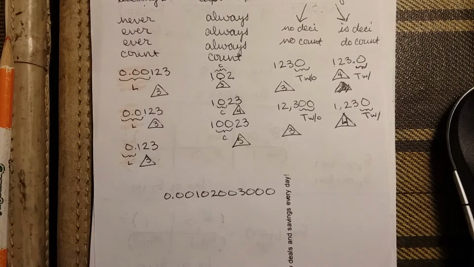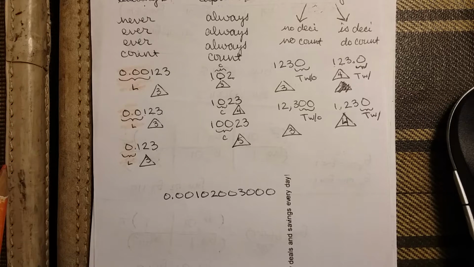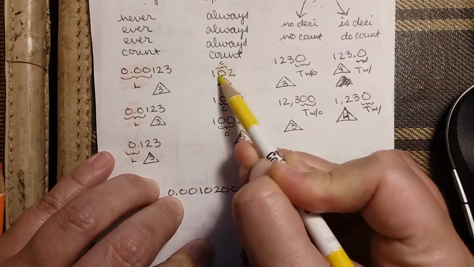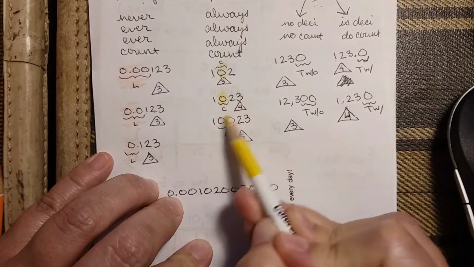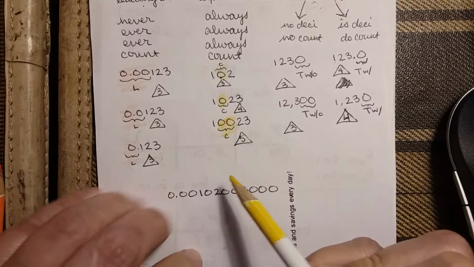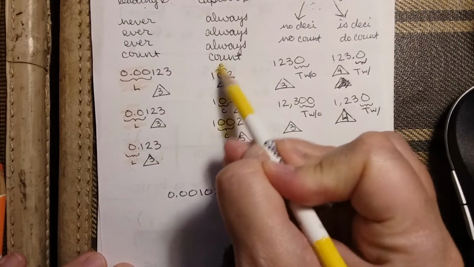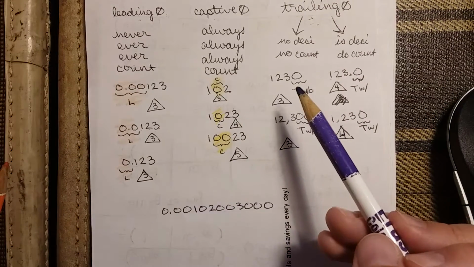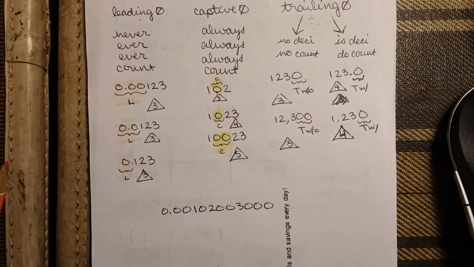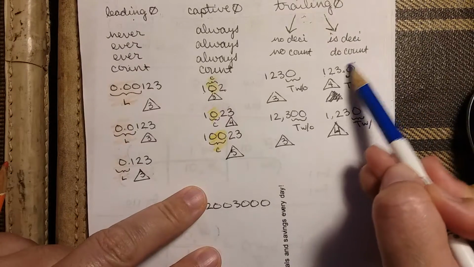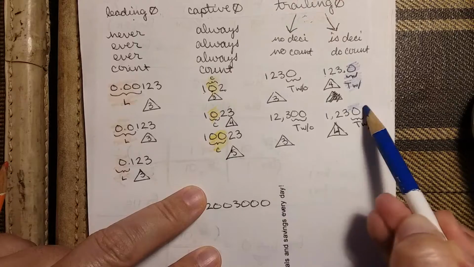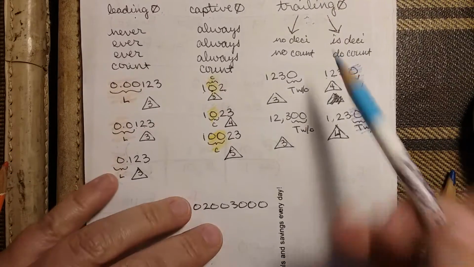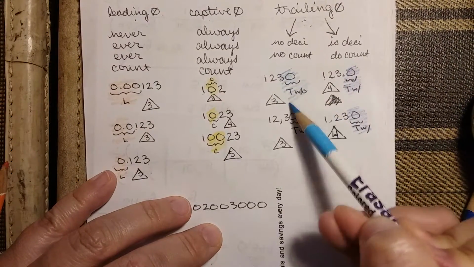And so then I gave you some examples, and let's see, I'm going to go ahead and apply color to the rest of these guys. So we'll make captives yellow. So leadings are orange, captives are yellow, and then let's make trailing with a decimal dark blue. And trailing without a decimal, light blue.